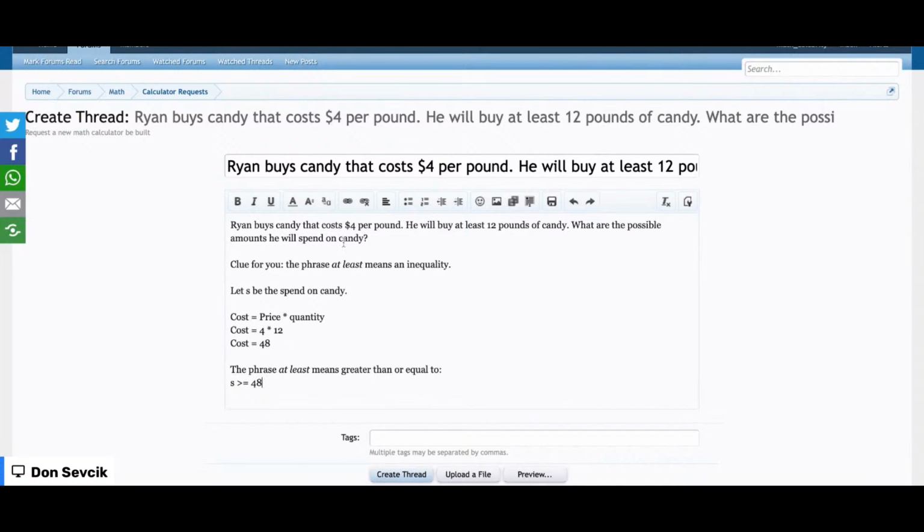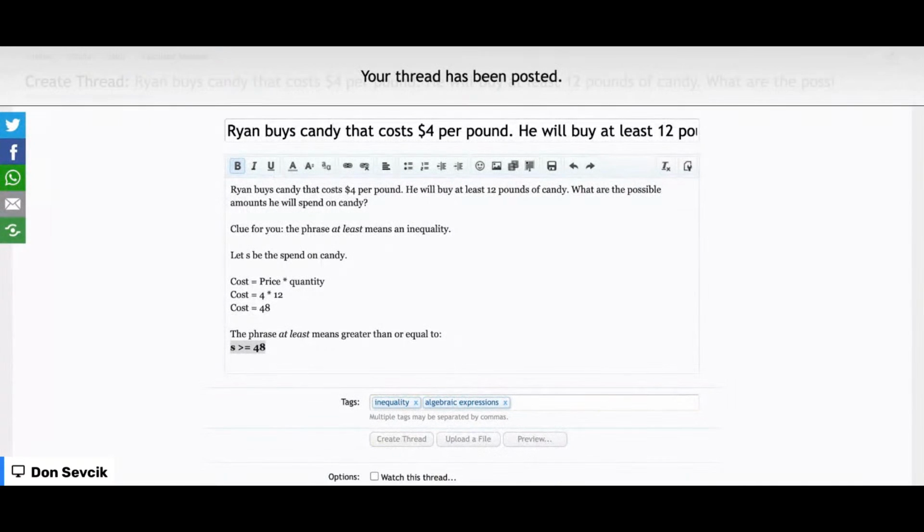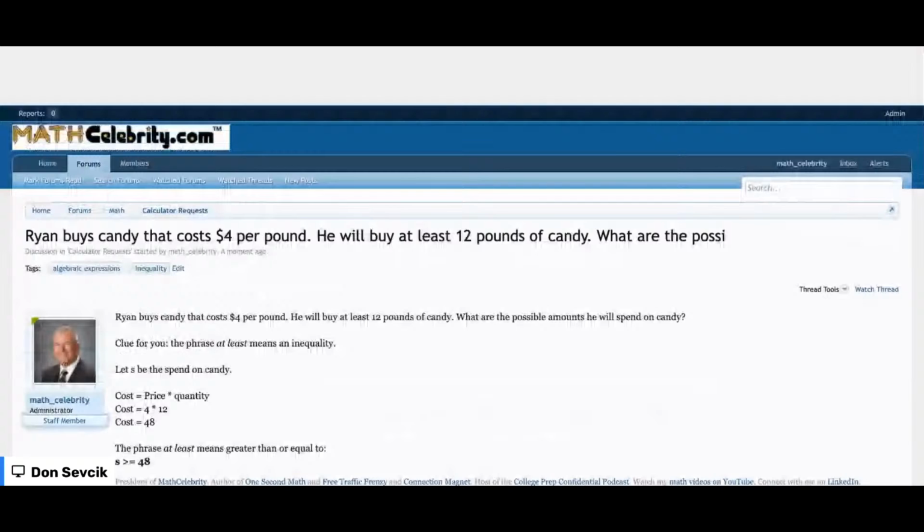So what are the possible amounts he will spend on candy? He's going to spend 48 minimum, right? At least means that much or more. But it could be any more than that. So we say S is greater than or equal to 48, and that's our answer. That's our inequality. We had an inequality. It was also in algebraic expressions. And we're done.